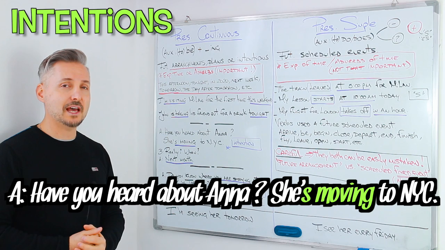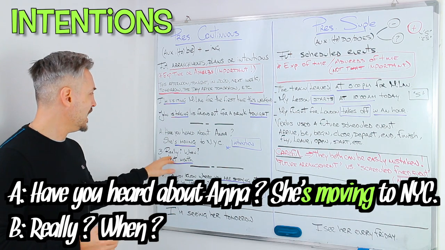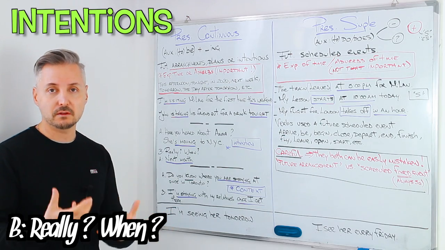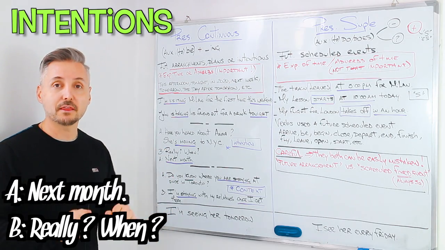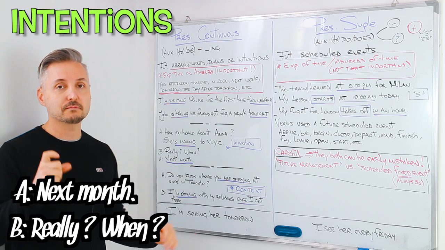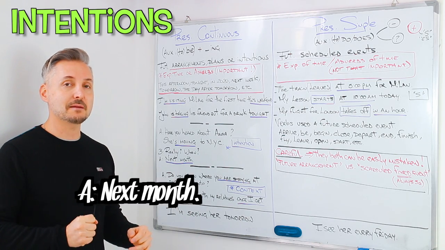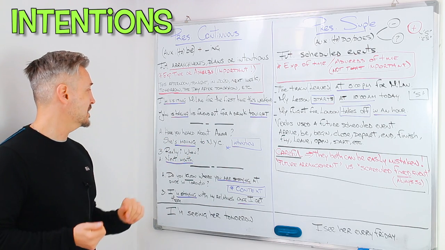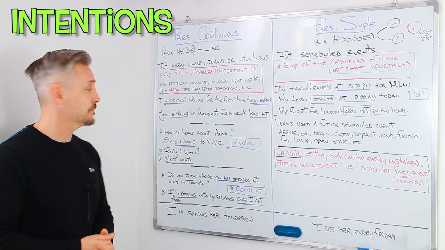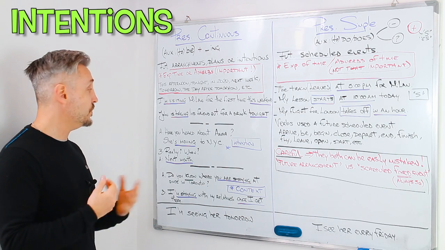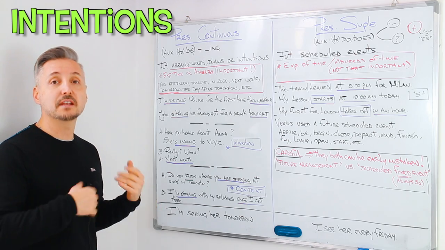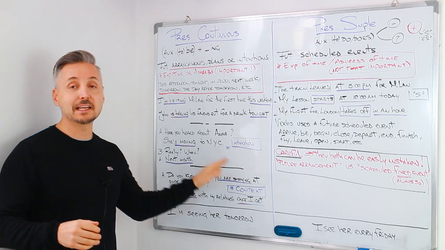And the other person says, really? When? He's asking for the time, right? Next month. And that's when she places the time expression. So, have you heard about Anna? She's moving to New York City. The other person says, really? When? And then she says, next month. Okay, so that's an intention.